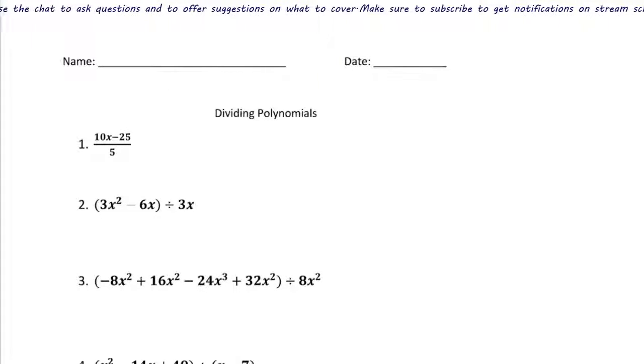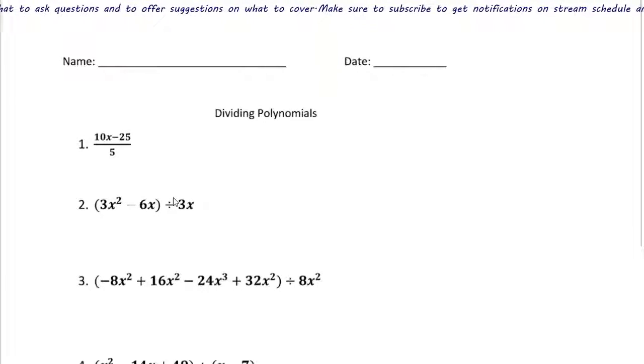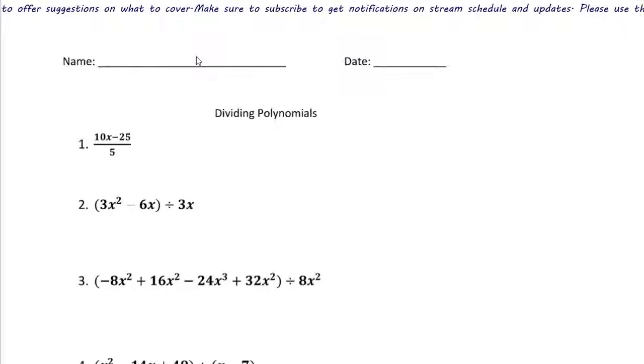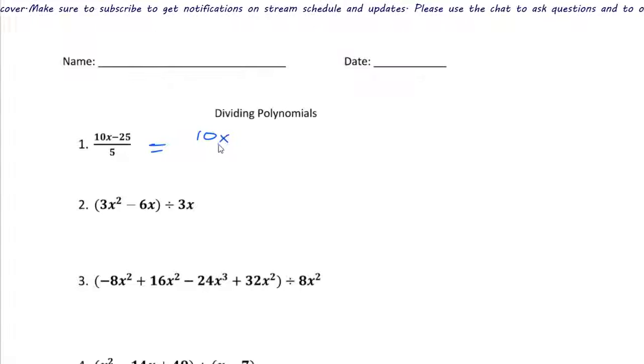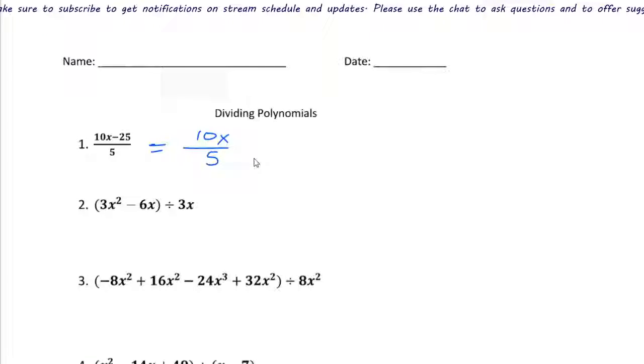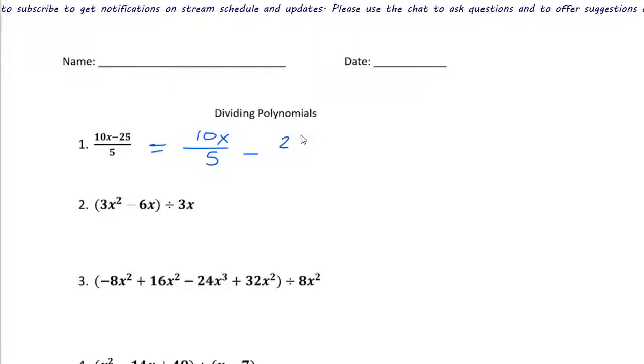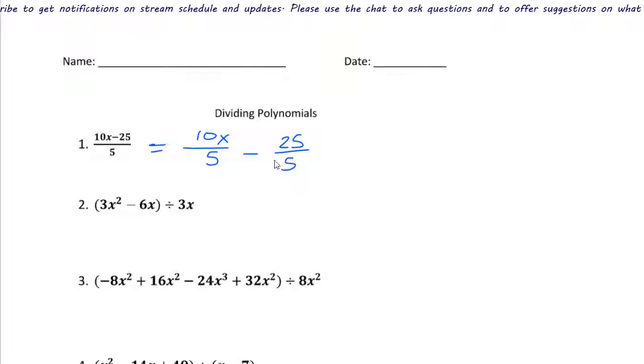Alright, so for the first one, with dividing polynomials, we can actually separate this as if we were working with a fraction. So I'm just going to rewrite that real quick so you can have 10x divided by 5 minus 25 divided by 5. 10 and 5 can be divided, so 10 divided by 5 is going to be 2.